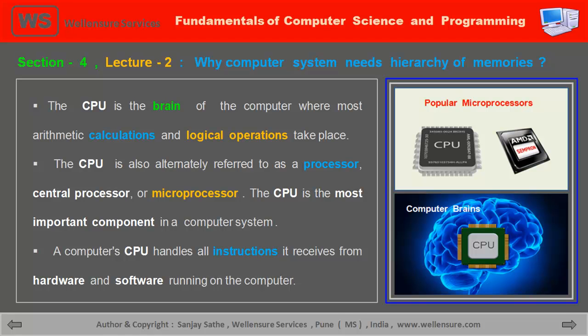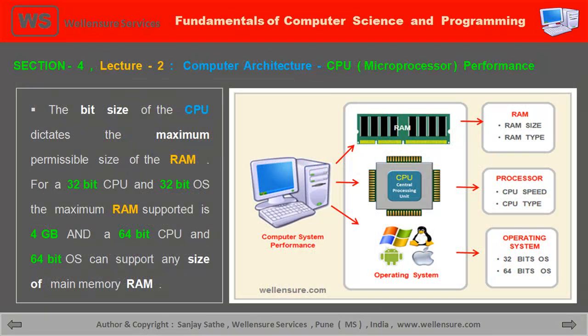32-bit system or 64-bit system, which indicates the size of the main memory supported by the operating system. The bit size of the central processing unit dictates the maximum permissible size of the main memory RAM. For example, with a 32-bit CPU and 32-bit operating system, the maximum RAM supported is 4 GB, and a 64-bit CPU and 64-bit operating system can support any size of the main memory RAM.